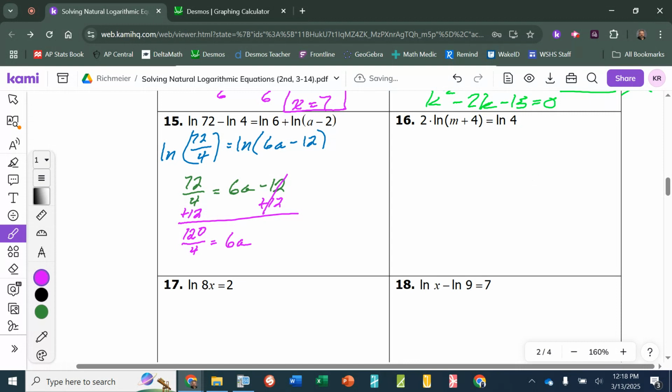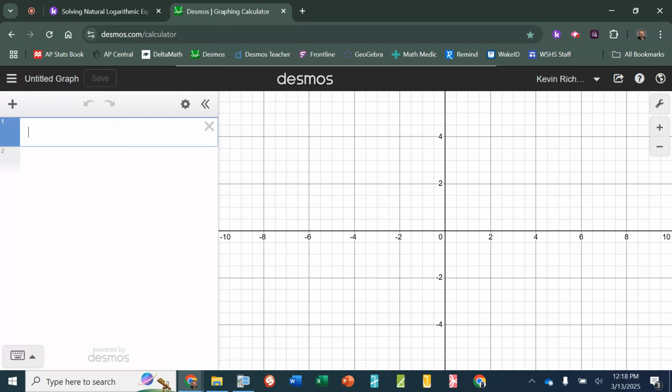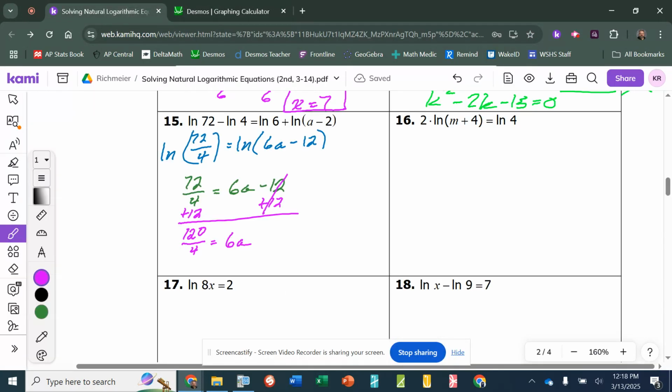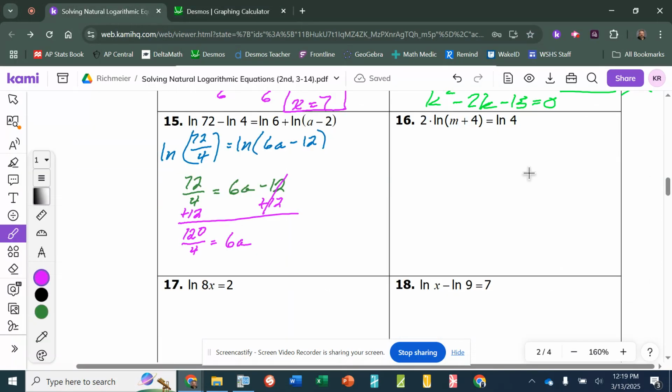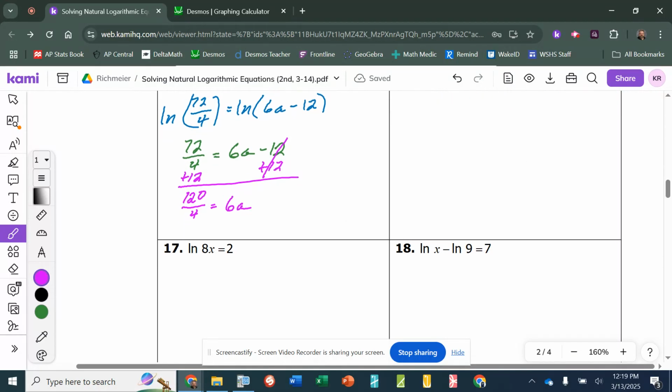If you can't do that on your own, make sure you're going to Desmos and typing in 72 over 4 plus 12. Now remember, Desmos normally would tell you a decimal if that's what it was, but in this case it's that whole number of 30. So this thing just simplifies down to 30 for me. So I could go ahead and do that. That simplifies to 30. So we have 30 equals 6a.